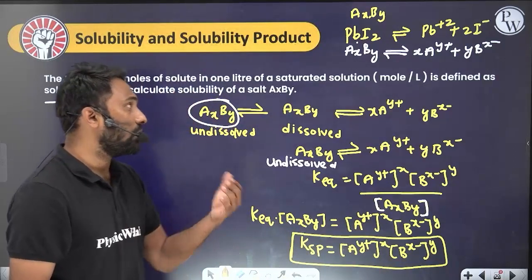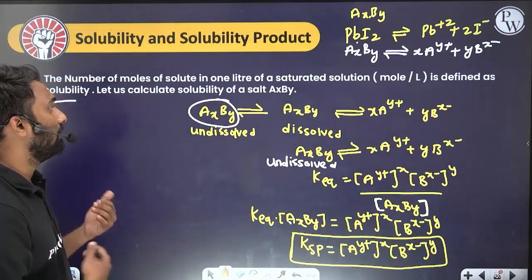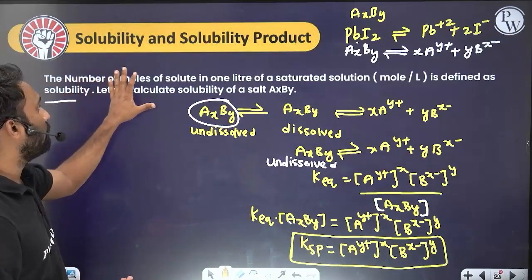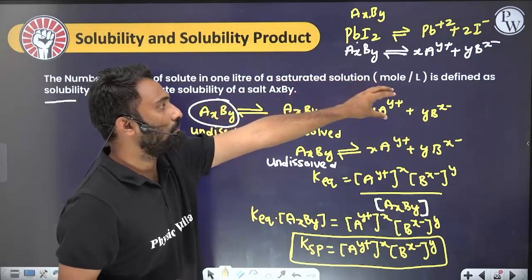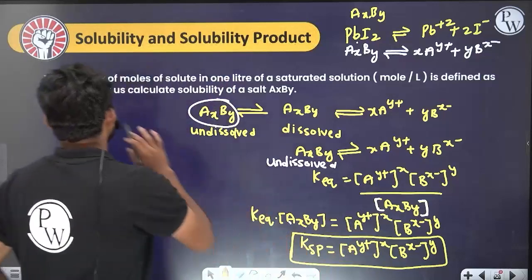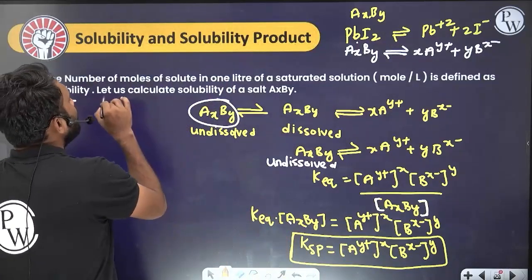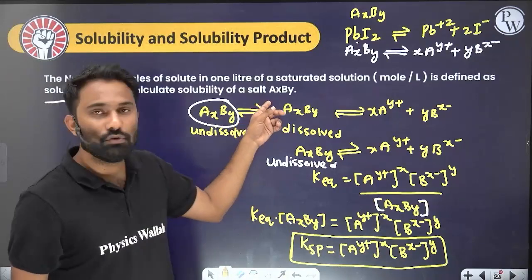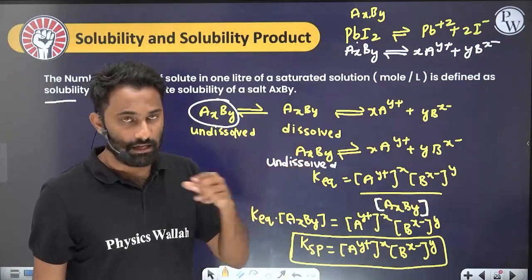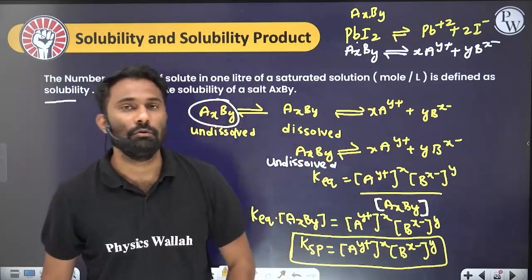Here, see how solubility and solubility product can be found. The number of moles of solute in 1 liter of a saturated solution, mole per liter, is defined as solubility. Let us calculate the solubility of a salt AxBy. If this type of salt is given, we find the solubility product.